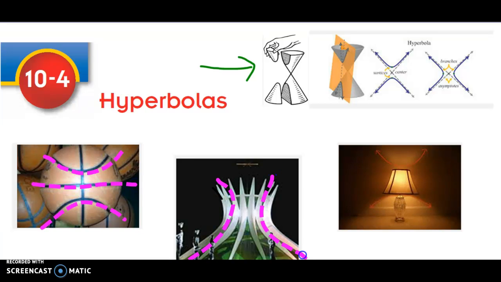All right, in art or in sports, basically a basketball has threads that form a hyperbola. This building has parts on it that form a hyperbola. There's also something called a silo that looks like that. If you ever travel, I think in the Midwest or in the South, you'll see silos that form hyperbolas. And then you have these light beams coming out of a lamp that form hyperbolas.